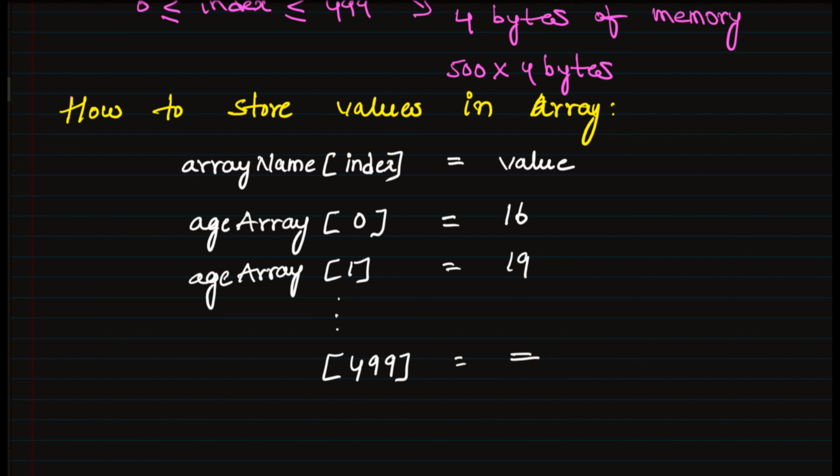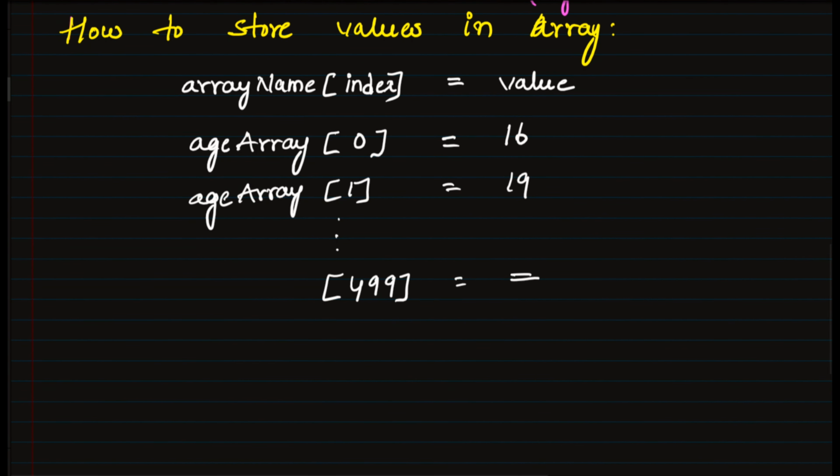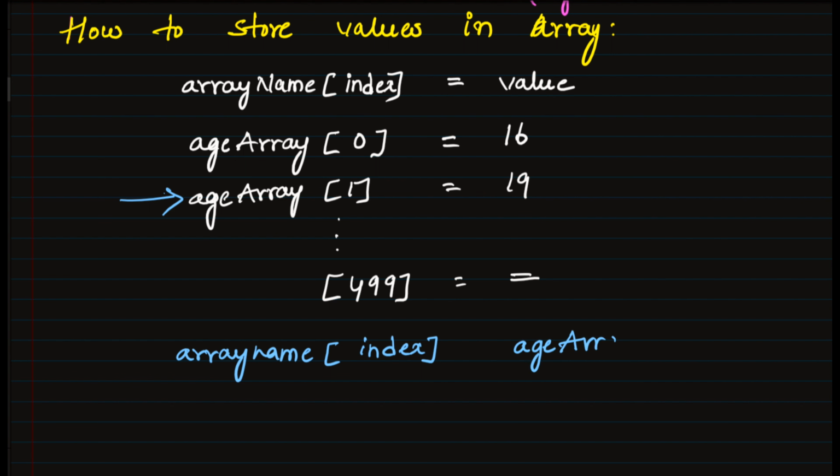So far we have stored array values, and then how will we access them? We will access array elements using the array name and then the index. For example, I want to know the value at the 7th index. Then how will I get it? As ageArray[7].